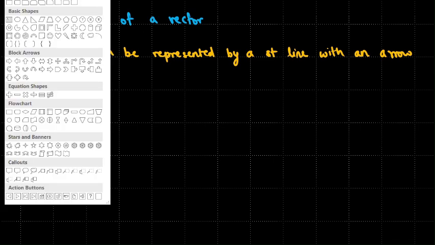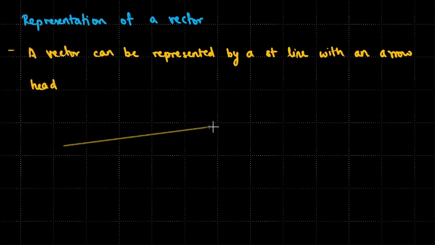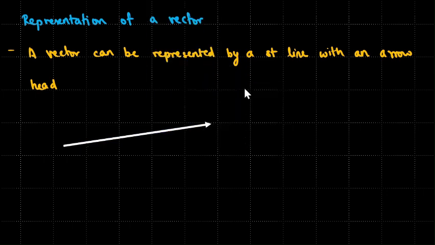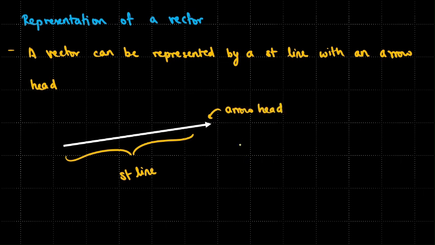So if I have to show it, I will show it like this. So this is a vector. Let's change its color to white and let's make it a little bit thicker. So this is a vector. It's a straight line from here to here. It's a straight line with an arrowhead. Yeah? So now let's talk about what the straight line and the arrowhead represent.